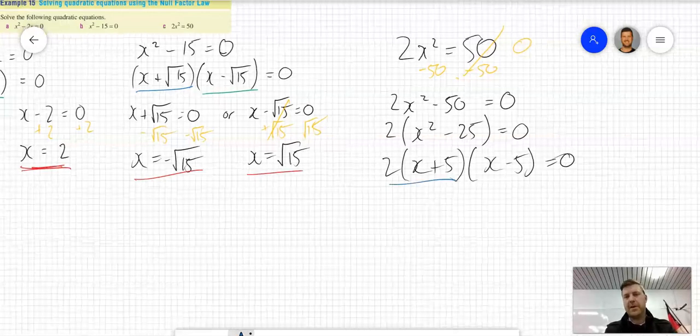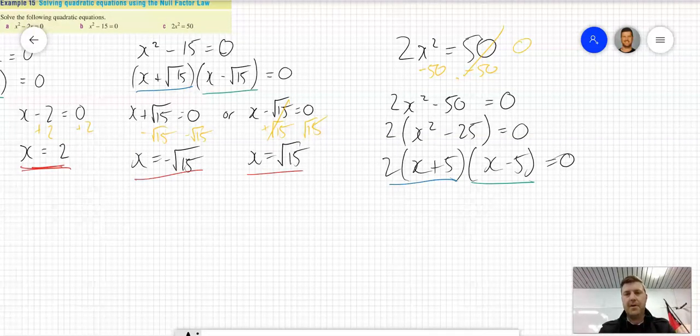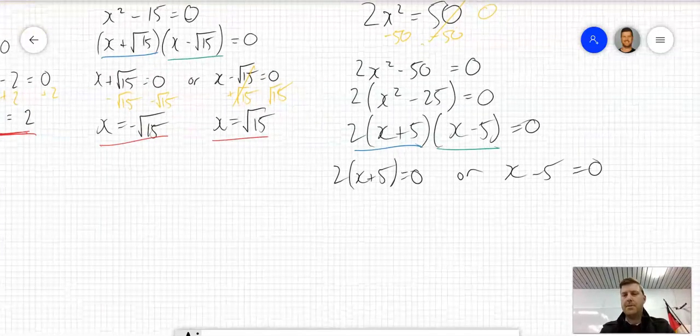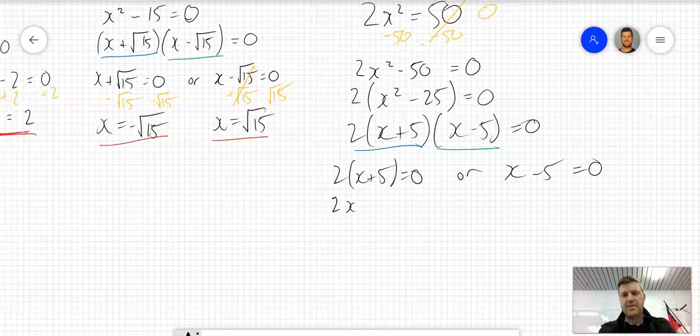This is a little bit trickier, but again, that's the product 2x plus 5 times by x take 5, and I know that if those two numbers multiply together equal 0, then 2 times by x plus 5 must equal 0, or x take 5 must equal 0. This is a little bit trickier here, but there's a couple of ways. Once you get the hang of it, you won't need to expand it, but if you really want, you can expand this. So 2x plus 10 is equal to 0.